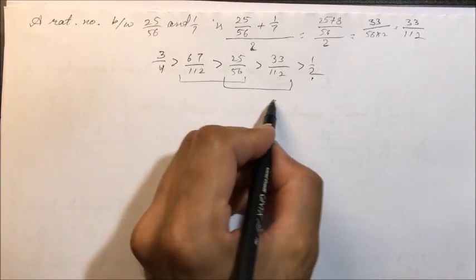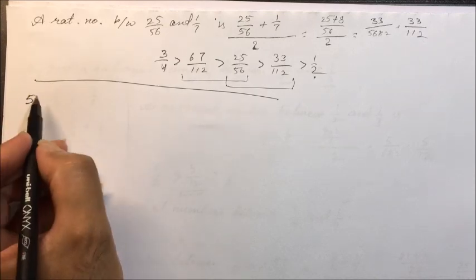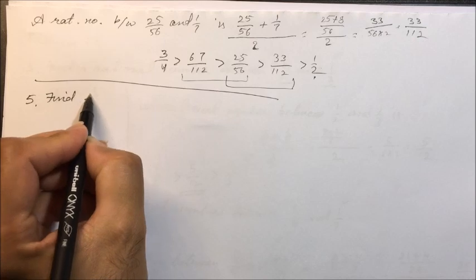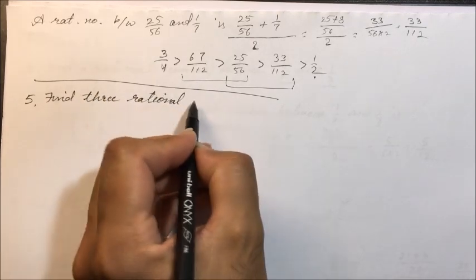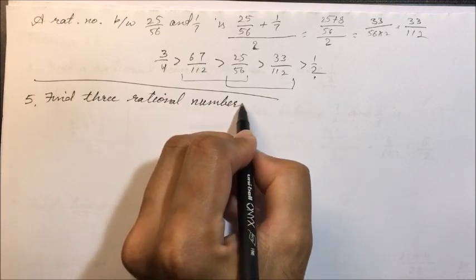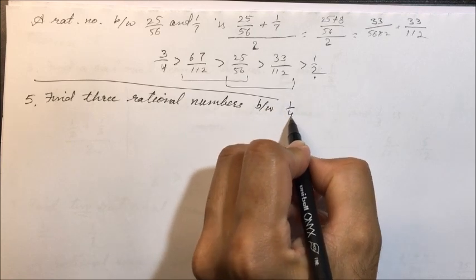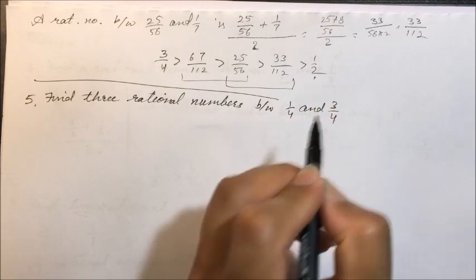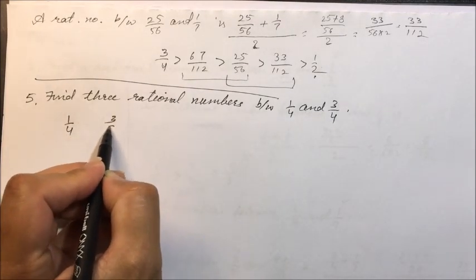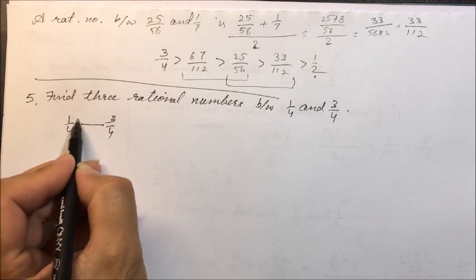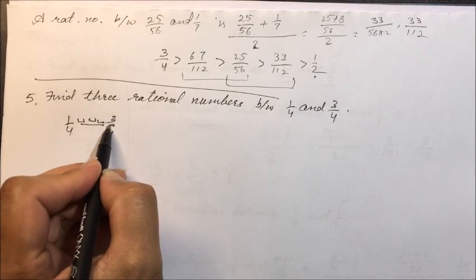So the only condition here is that these numbers must lie between these two rational numbers. Now I'll be discussing the fifth question. Fifth question: find three rational numbers between 1 by 4 and 3 by 4. So 1 by 4, 3 by 4. We have to insert three rational numbers between them.